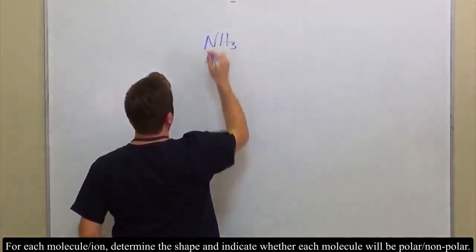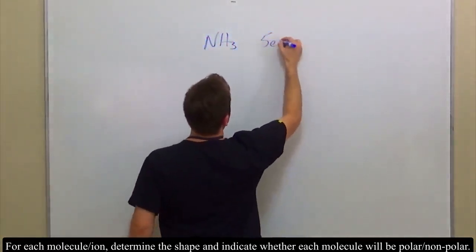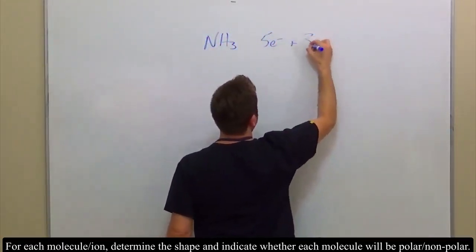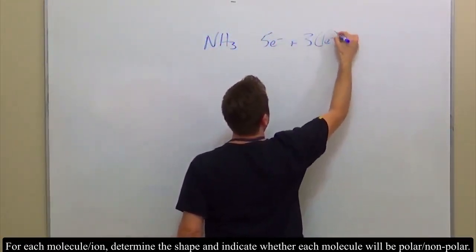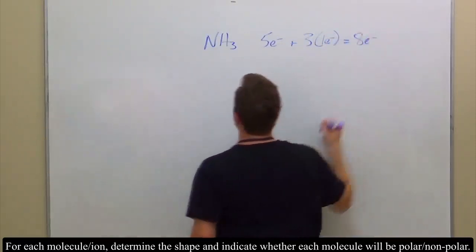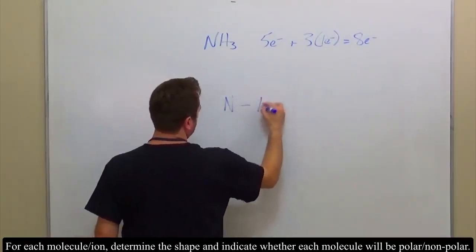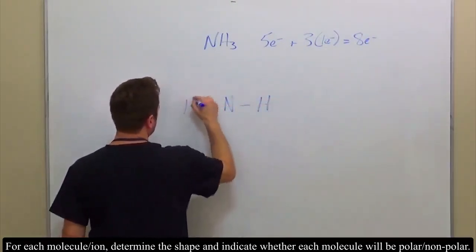NH3 is our molecular formula, and nitrogen is in group 5. So it's 5 valence electrons plus 3 times 1 for the hydrogens, and you're looking at a total of 8. Okay, so let's draw our nitrogen as the central element. We'll just connect it to the 3 hydrogens.